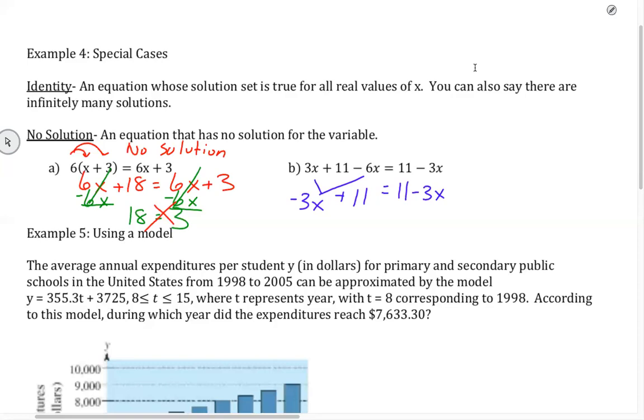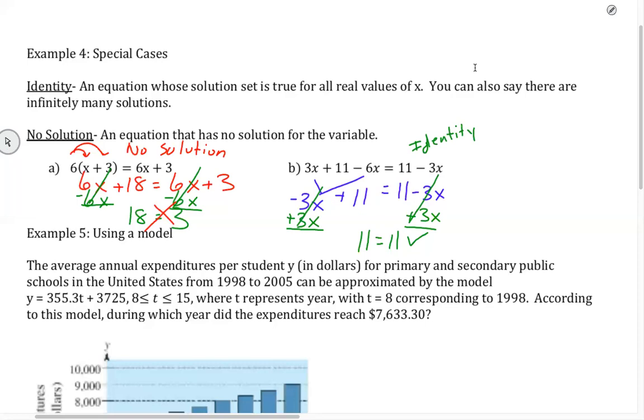But if you don't believe me, let's go ahead and solve. Let's add 3x to both sides. These x's cancel. These x's cancel. And I'm left with 11 equals 11, which is true. So this is what we call an identity, or infinite solutions.